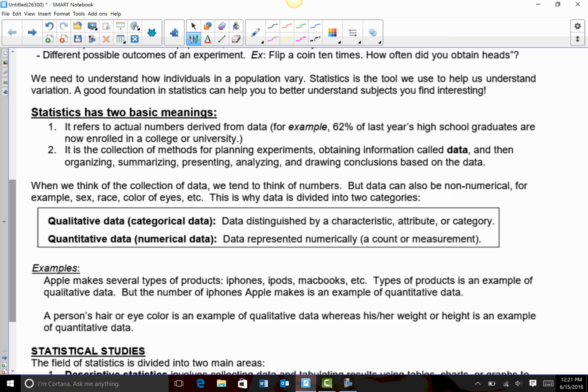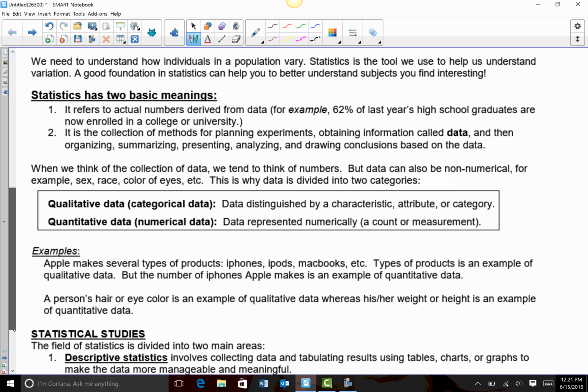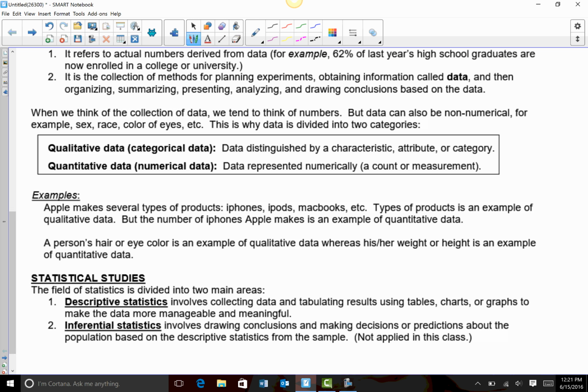So as I do that, I'm going to scoot on down to the first page and come down to qualitative and quantitative data. And qualitative is just that. It's categorical data. It's going to be distinguished by a characteristic, an attribute, or a category. So for example, if you were surveying people and you wanted to know what was the most predominant hair color in the US, obviously people are going to respond with hair color, whether it be red, brunette, blonde, black, whatever their hair color may be, they'll be responding with that particular word.